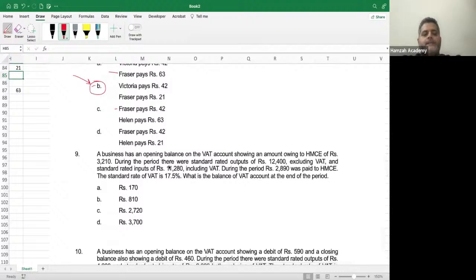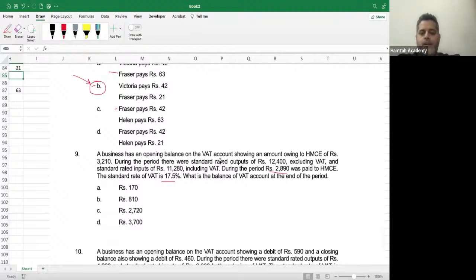Then, a business has an opening balance on the VAT account showing an amount owing to HMRC of 3210. During the period, there was standard rated output of 12,400 excluding VAT and standard rated input of 11,280 including VAT. During the period, 2890 was paid to HMRC. The standard rate of VAT is 17.5%. What is the balance on the VAT account at the end of the month?